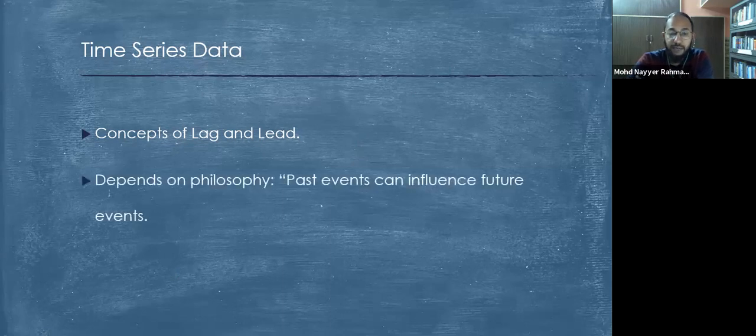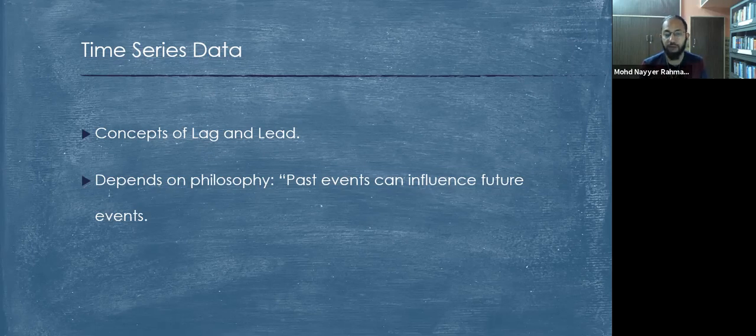Now, time series data and its analysis depends on the philosophy that past events can influence future events. If you do not believe in that, then the whole concept of forecasting will shatter. So that's why Nassim Nicholas Taleb has said, and I quote, forecasting is very dangerous, especially when it is about the future. Now you see, forecasting is all about the future, but this is an oxymoron, a contradictory statement, where he's saying that forecasting is a very difficult task, especially when it is about the future, when we know that forecasting is all about the future.